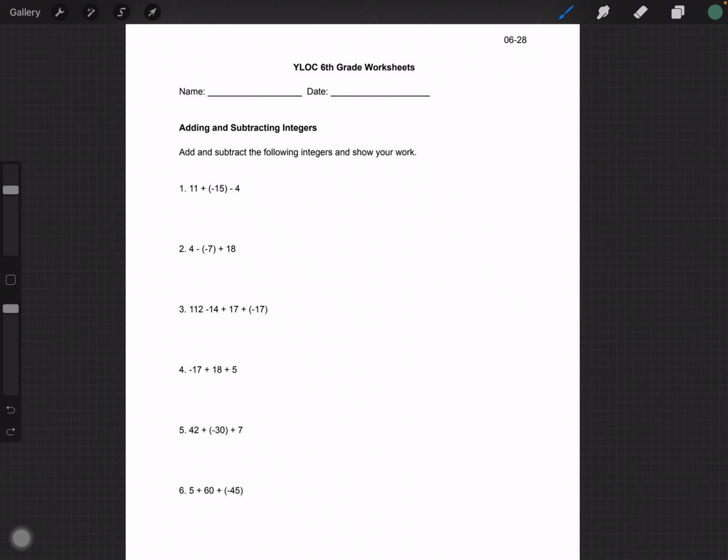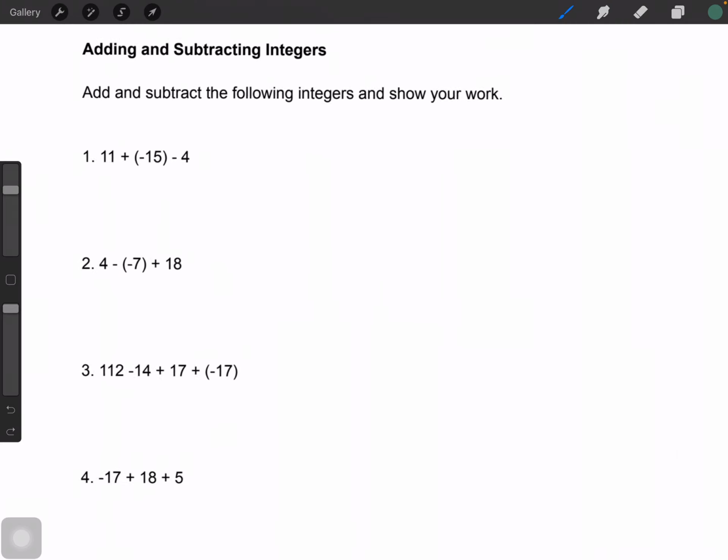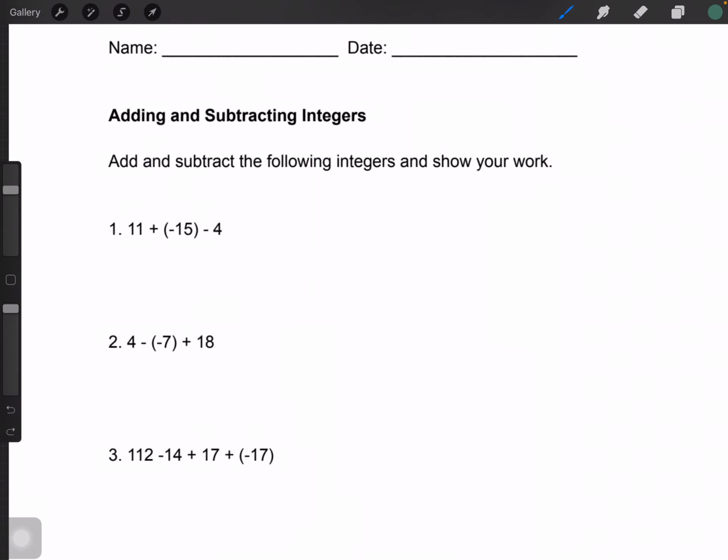So the first worksheet asked us to add and subtract integers and also to show our work. So if we look at this one, since adding and subtracting are basically synonymous, you can move the numbers around in a way that works best for you. For example, we can move the 4 over here and rewrite it as 11 minus 4, and do that first because we know that equals 7.